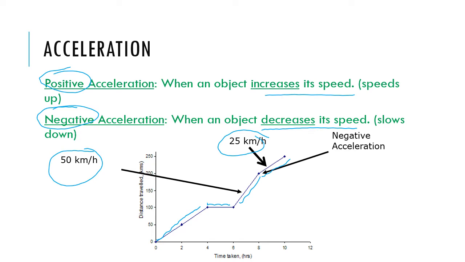So we had a positive acceleration from 6 hours to about 9 hours. And then after that, you see that this line is not as steep. When it's not as steep, we're going to see a negative acceleration. So it's actually slowing down from that point on.